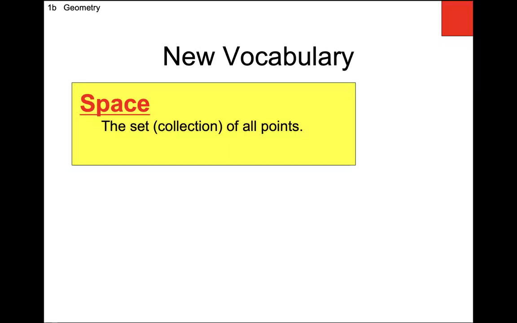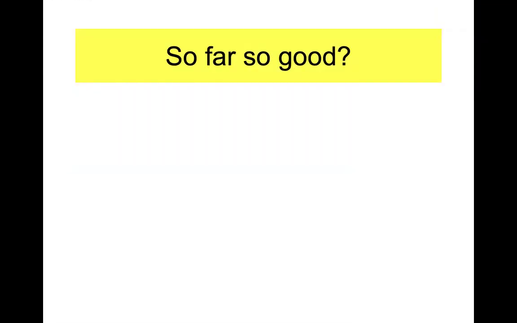What is everything? Some people would say the universe. In geometry, we would say space. So space is simply the collection of all points. Collection in math is called a set. So we say the set of all points. We have no designation for space. Sometimes we use a U universal set, but in geometry, we don't have a specific designation for space. All right, everybody good? Moving on.